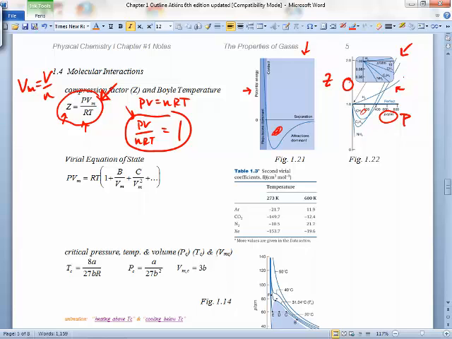So when you're above 1, what type of forces must be going on between these molecules in general? Overall? Attractive or repulsive? Repulsive, right. And I guess if Z is less than 1, what must be going on is attraction forces.